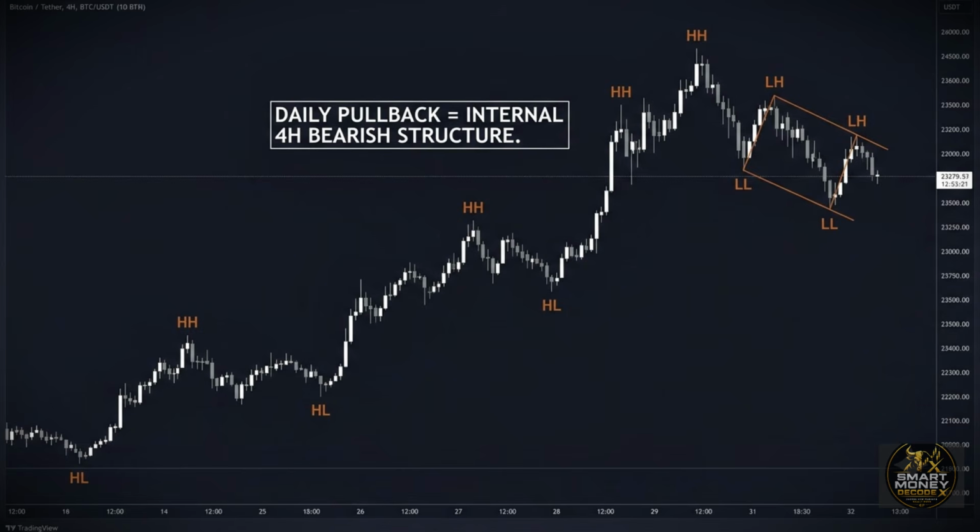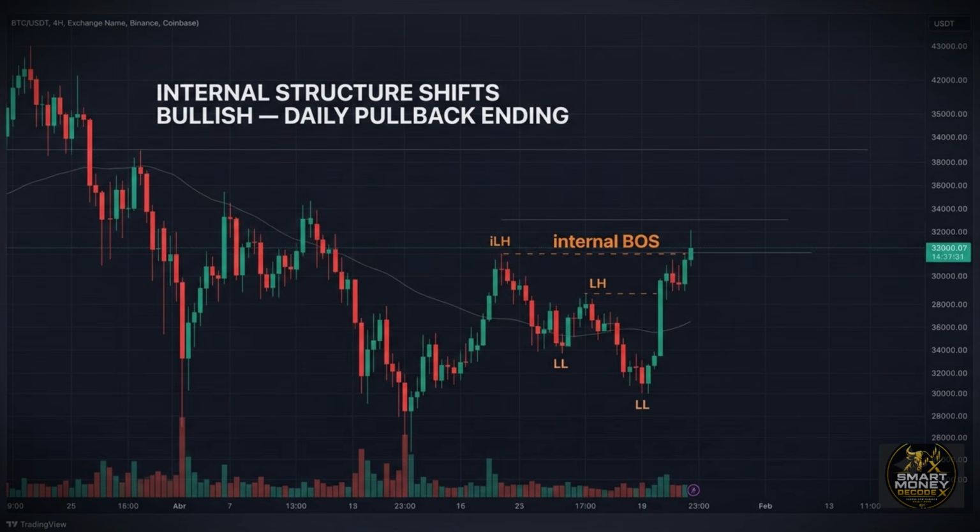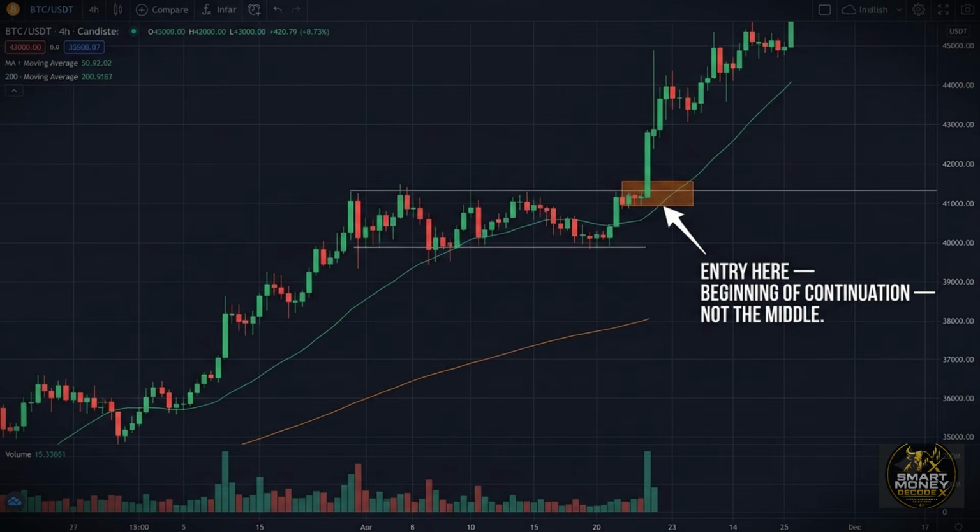When the daily chart shows a pullback from a new high to a new higher low, the 4-hour chart shows the pullback as a series of internal lower highs and lower lows, a small internal bearish structure within an overall bullish external structure. And when the 4-hour internal structure shifts from bearish back to bullish, showing a break of its own lower high, that is the signal that the daily pullback is ending and the daily trend is about to continue. You entered at the beginning of the continuation, not in the middle of it.